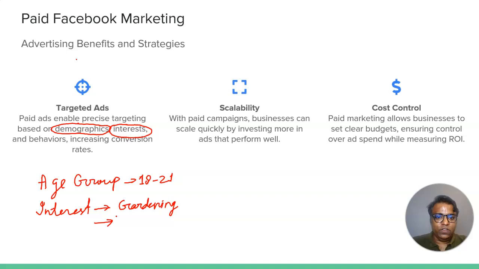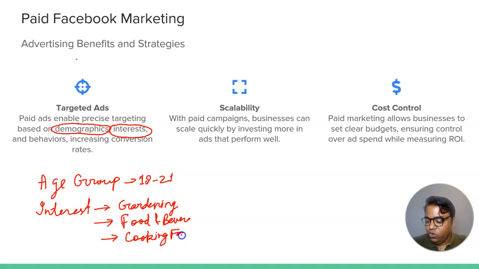And I've seen this in case of some brands, this interest-based targeting works really well. For instance, you want to target somebody who's interested in, say, food and beverages, so you can target them. If you want to target somebody who's interested in cooking food, you can do that. So there are all kinds of interest, and you can target users on the basis of their interest level, something which is not possible on other platforms. For instance, on Google, you cannot target on the basis of interest and behavior. Behavior is also a part of interest.